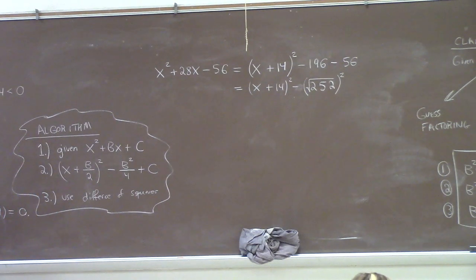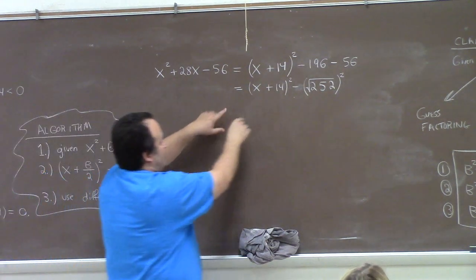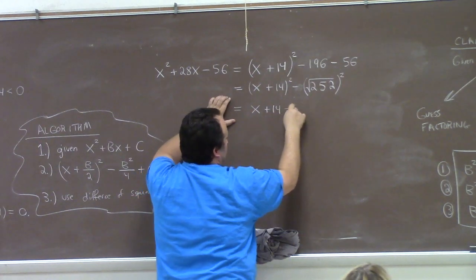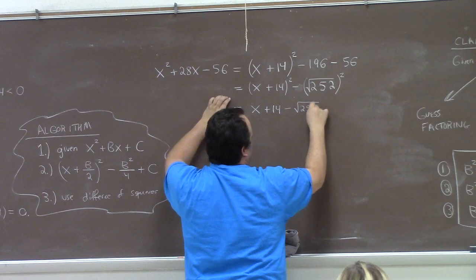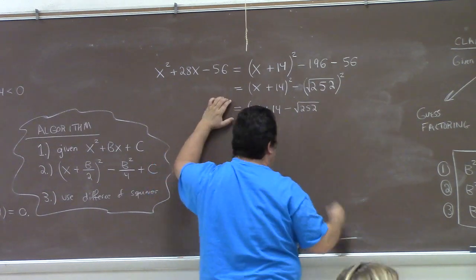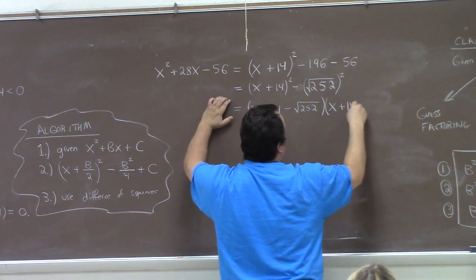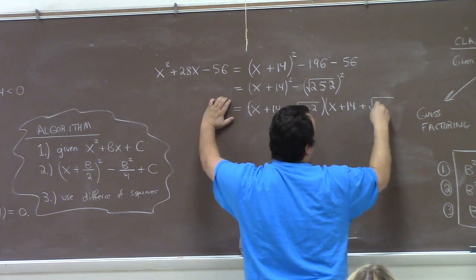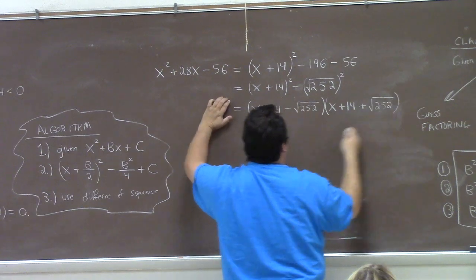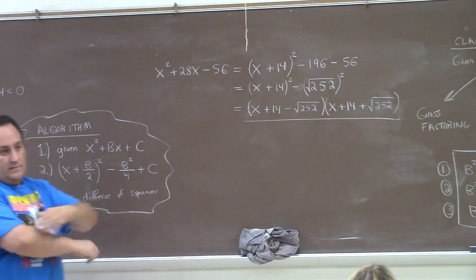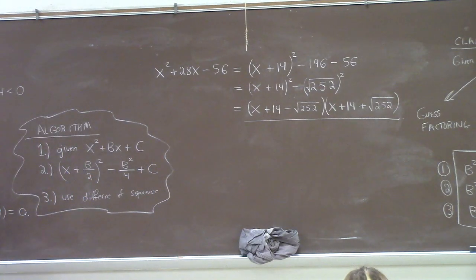Now we have the difference of squares, and we can write this as x plus 14 minus the square root of 252, times x plus 14 plus the square root of 252. No guessing. There's no guessing. That's factored.